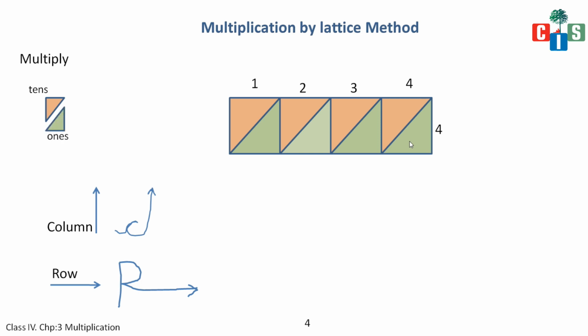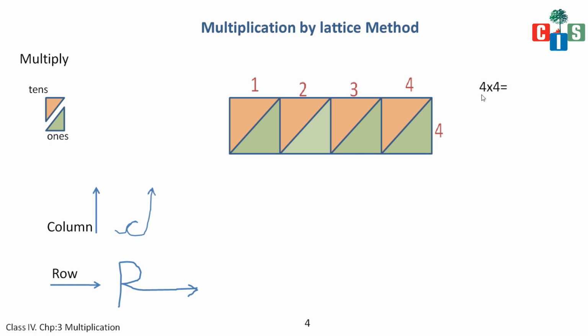Now, for this 4 and this 4, this box is there. For 4 and 3, the second box is there. For 4 and 2, the third box is there. And for 4 and 1, the fourth box is there. And in each box, the upper one is tens, the lower one is ones. Now we will do multiplication.